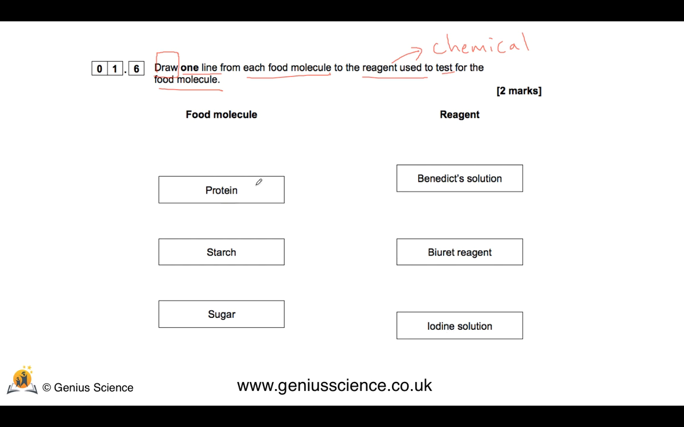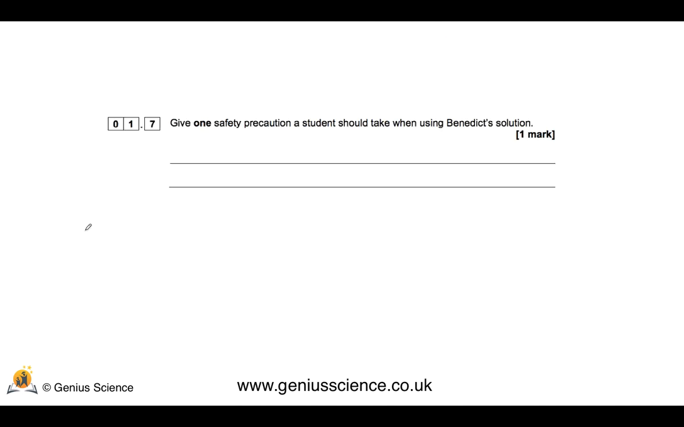So this is just a straight recall question. Proteins, you use the biuret reagent. Starch, it's iodine solution. And sugar, is the Benedict solution. Do not get confused if you ever have any longer answer questions on these. When they ask for the test, don't say Benedict solution, say Benedict's test. It's a common mistake.